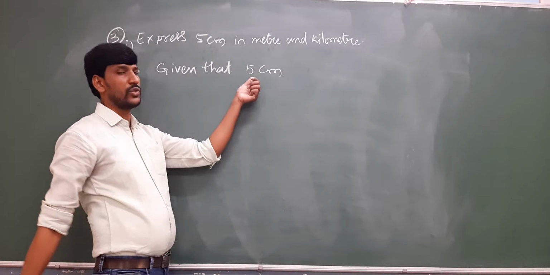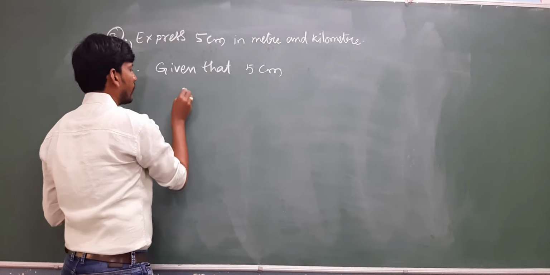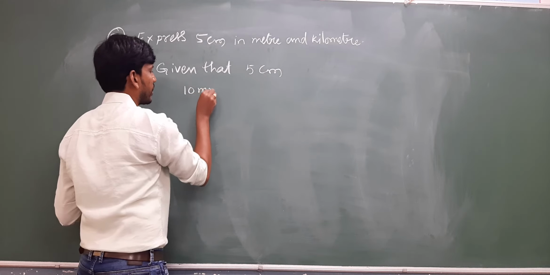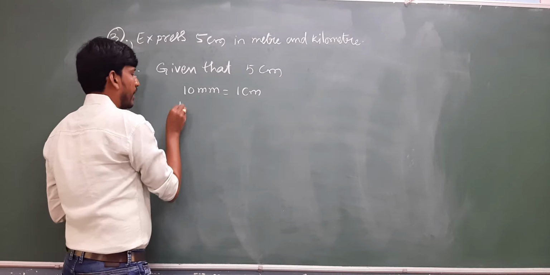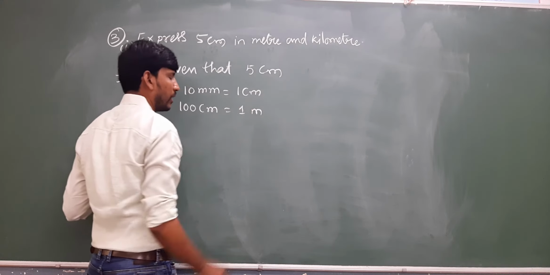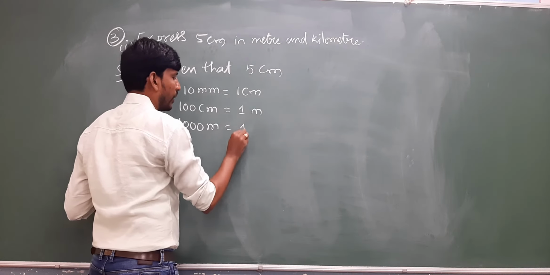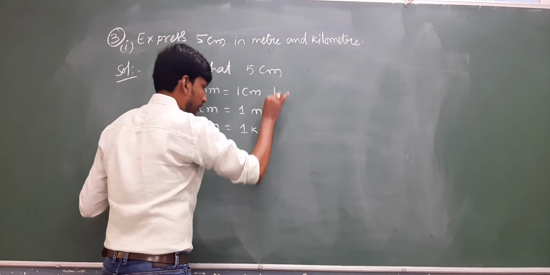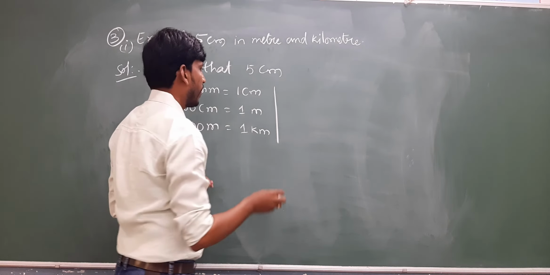Before converting this, I am going to write some conversions. We know that 10 millimeters is equal to 1 centimeter, 100 centimeters is equal to 1 meter, and 1000 meters is equal to 1 kilometer. In the same way, I am going to write these in terms of like this.